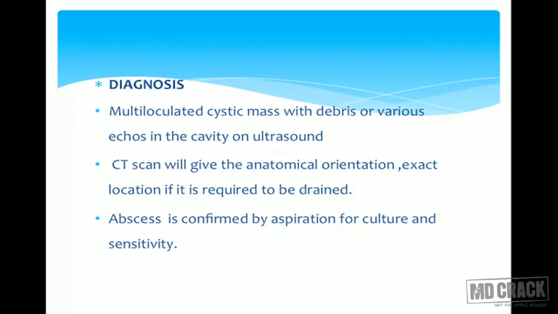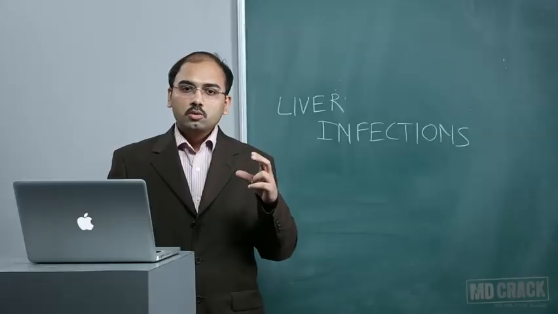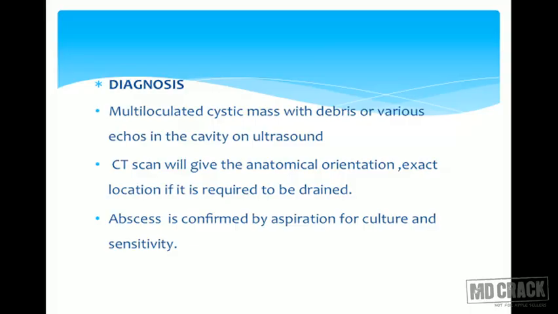We'll diagnose it with ultrasonography, which will show multiloculated cystic mass with debris or with varying echoes in the cavity. CT scan will give the anatomical position, orientation and exact location if it is required to be drained either by intervention, which may be by external drainage with pigtail, or through laparoscopy. Abscess is confirmed by aspiration for culture and sensitivity.